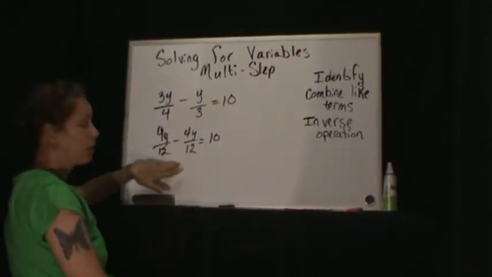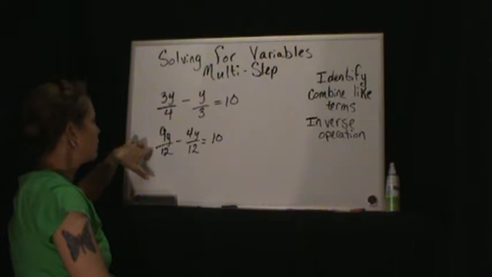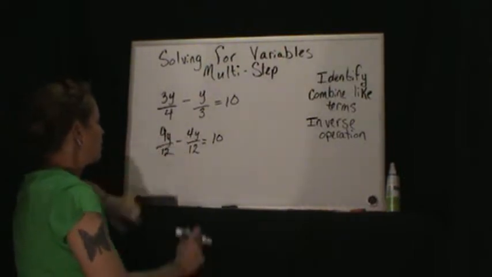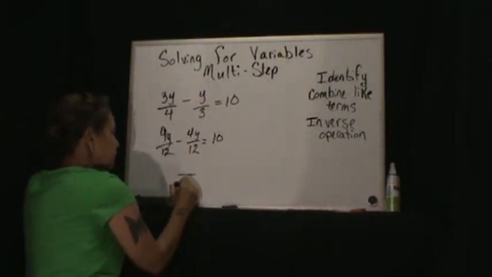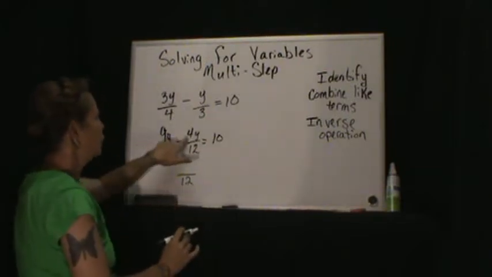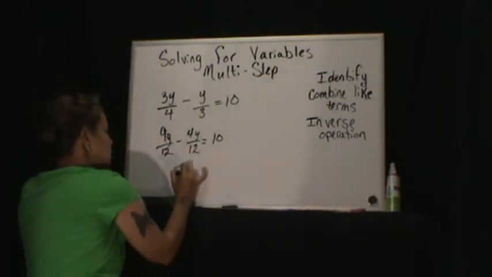Now we can combine our like terms. We have 9y over 12 minus 4y over 12. The denominator stays the same, and we just subtract our numerators. So 9 minus 4 is 5y's.